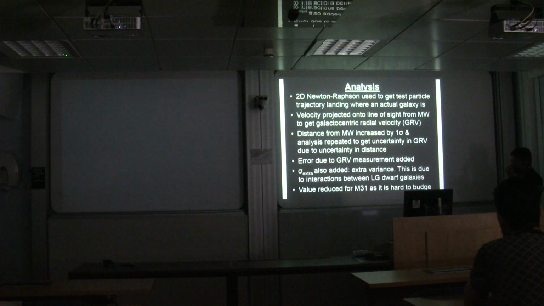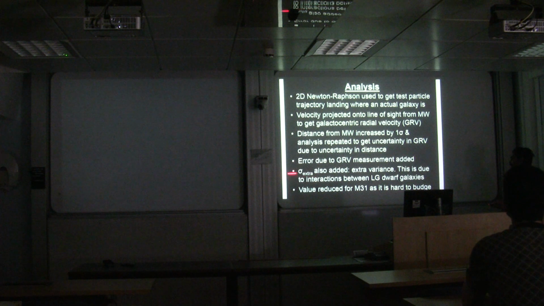Then we also add in a special extra variance, which physically would correspond to interactions between local group dwarf galaxies and other things as well, like large-scale structures, for example. Basically, we put in as much as we need in order to make the model and the observations fit. And if you find very large values, that means the model does not work very well. So one thing I'll do is explain how much is a reasonable value later on.